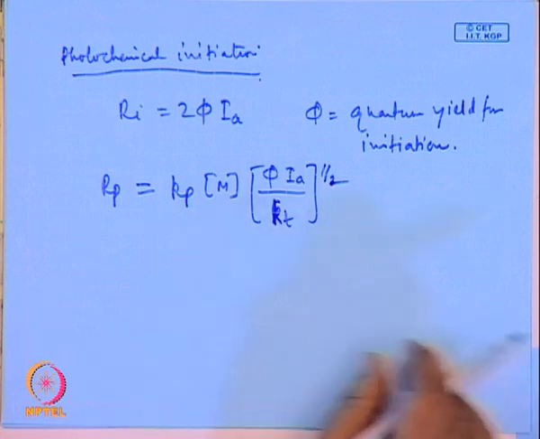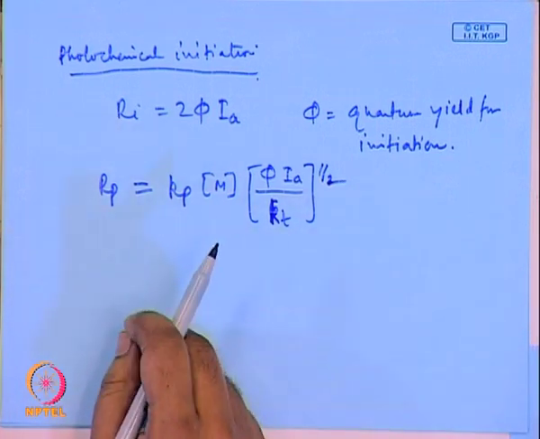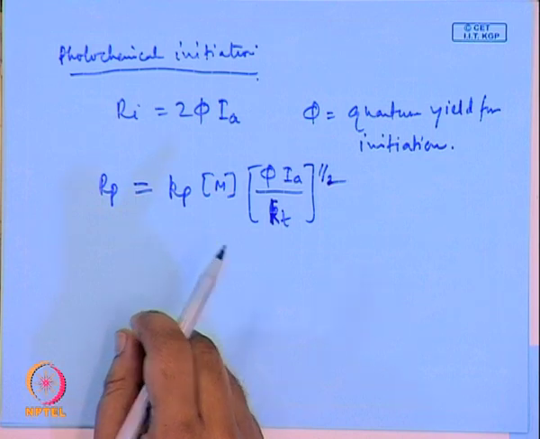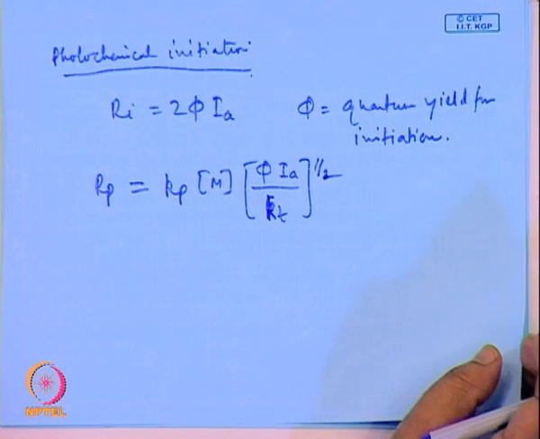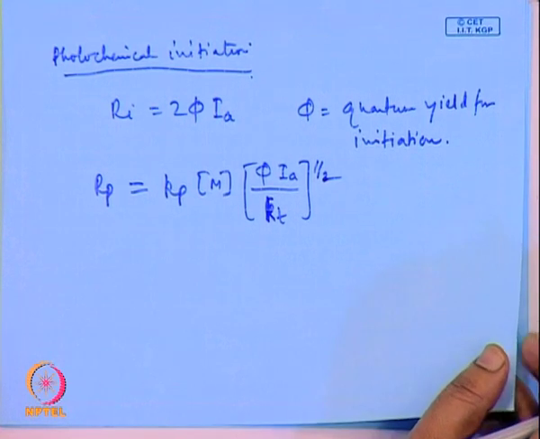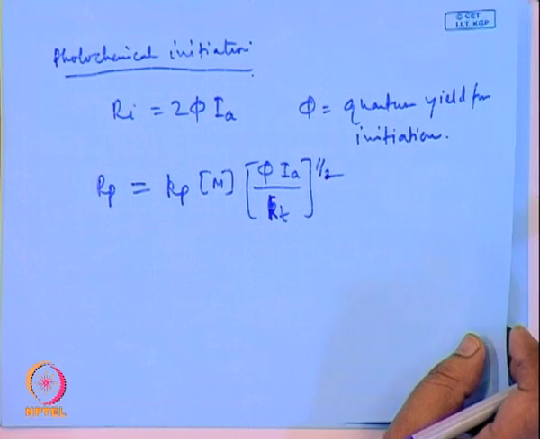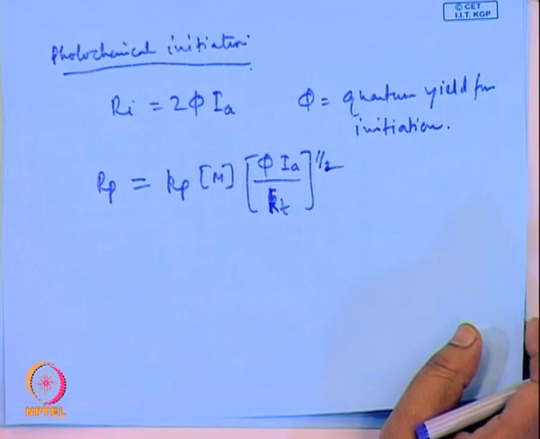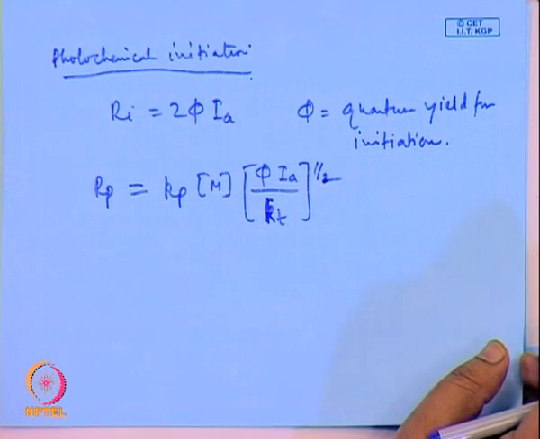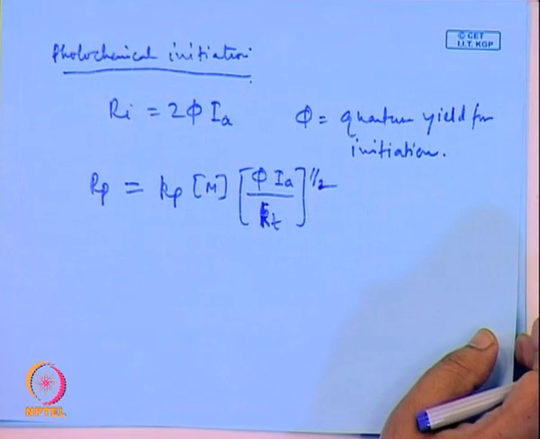So, we talked about the most common rate expressions for rate of polymerization, whether it is initiated by thermal initiator or redox initiator or by photochemical initiation. These are the most common routes of initiating a radical polymerization. So, we know the rate expressions for the rate of polymerization. Now, let us go back and look at this thermal initiator, which is the most common.